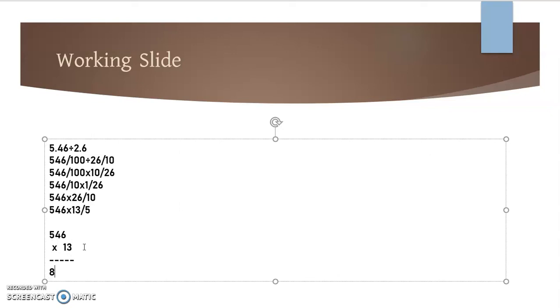6 into 3 is 18. Of that, carry forward goes on 4, 5. 5 into 3, 15. Carry forward goes to 5. 5 into 3 is 15.